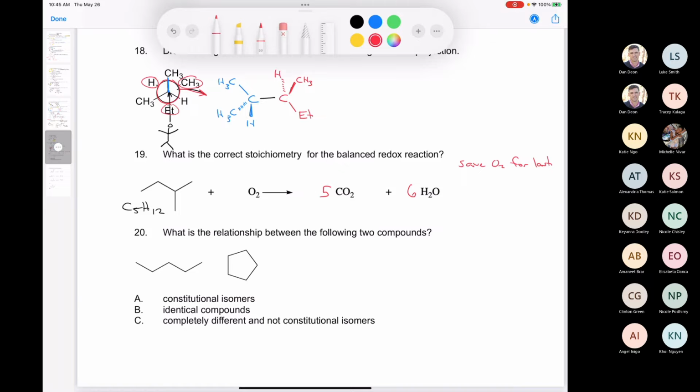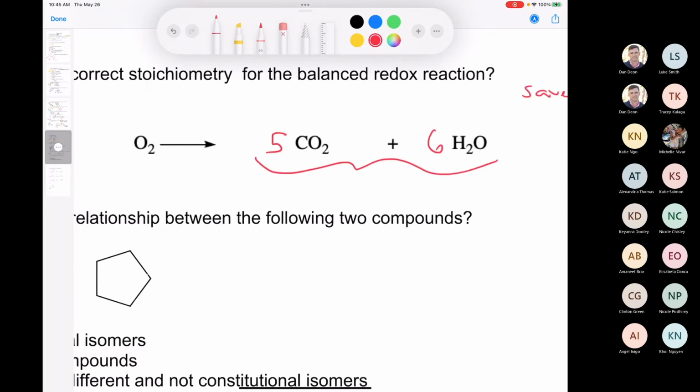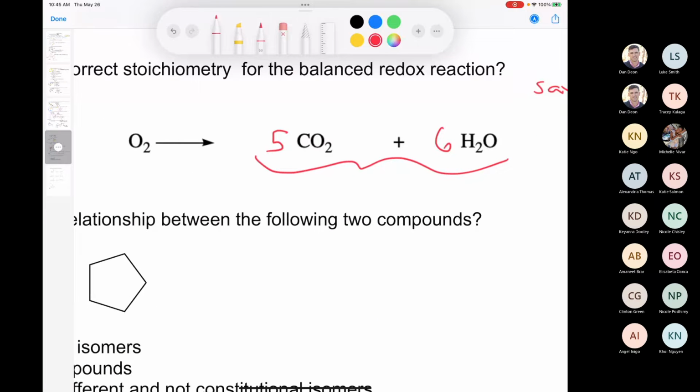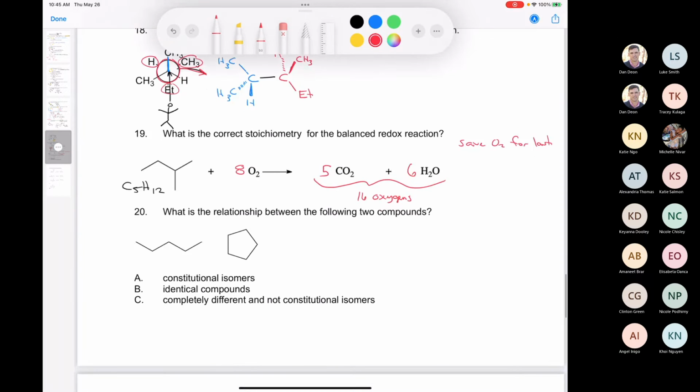It's 6. Then we tally up the total number of oxygens on this side. Could anybody tell me how many total oxygens I have in the products combined? 16, exactly. So if I have 16 oxygens, and I have O2, what times 2 gives me 16? The answer is 8. You're done. So there you go, the entire thing is balanced. Question number 20. What's the relationship between these two compounds?